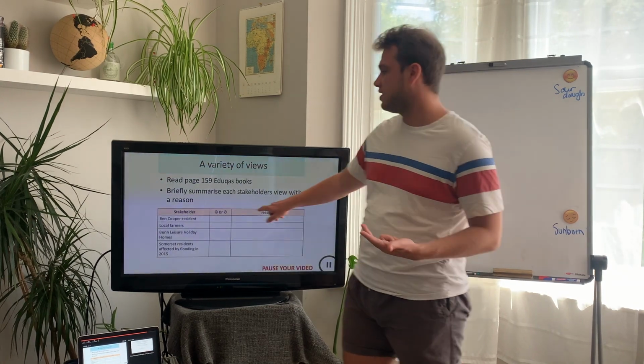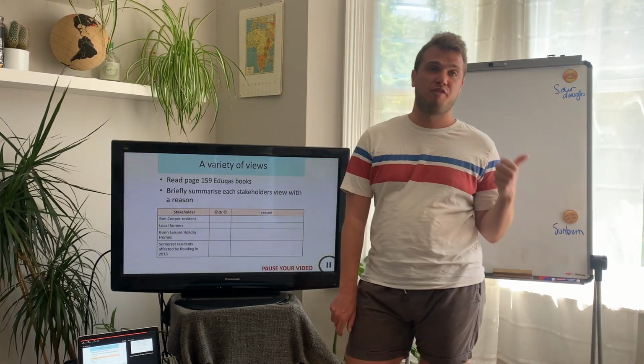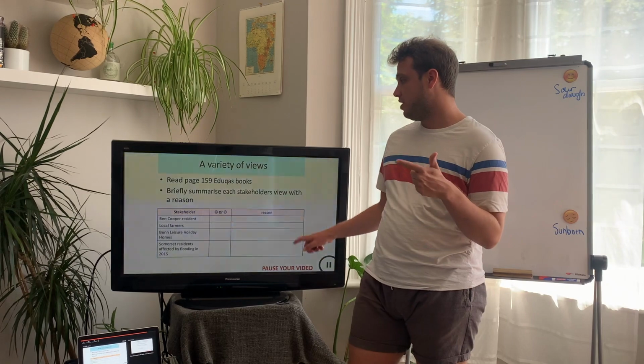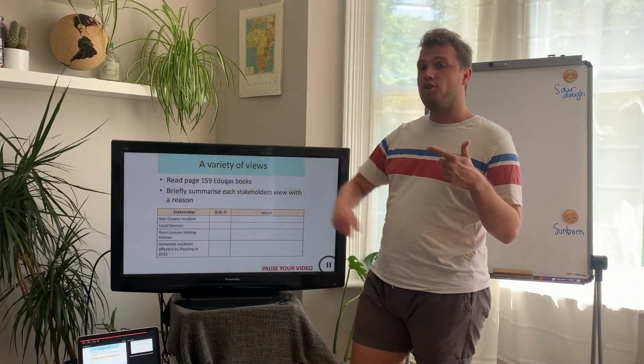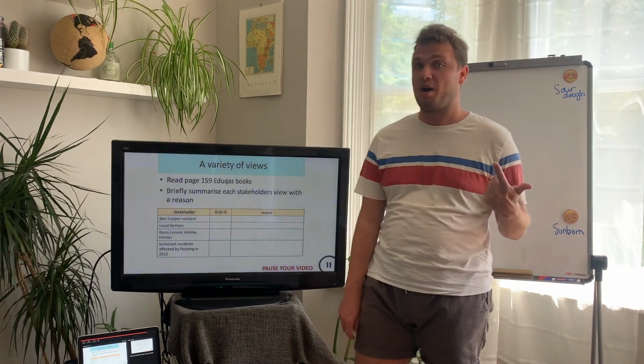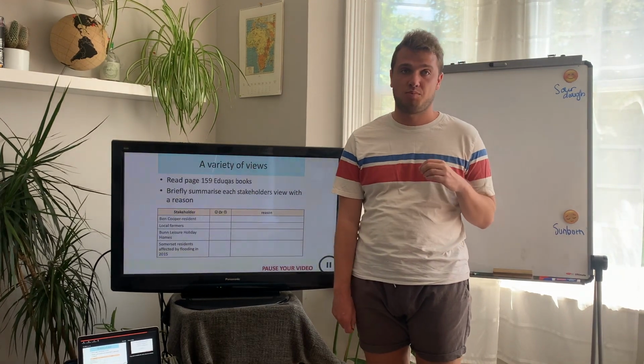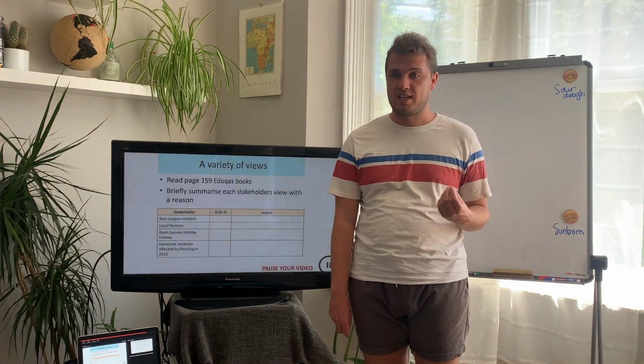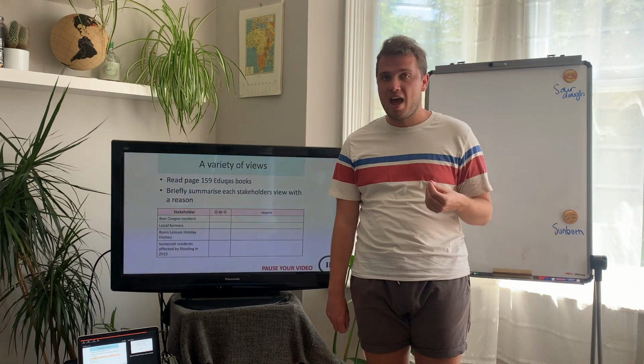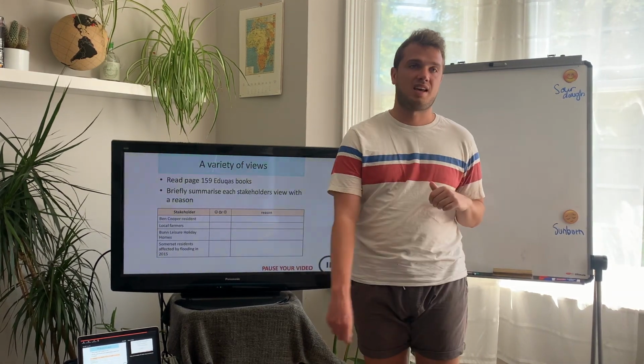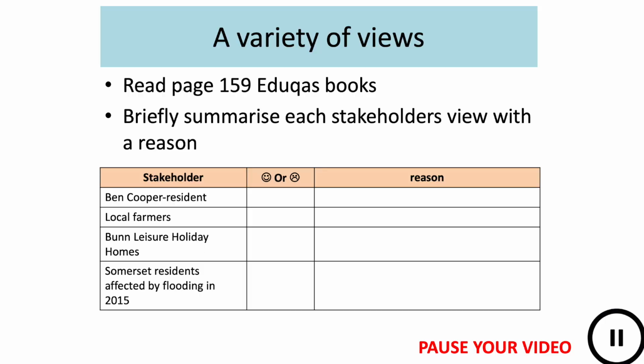And what I would like you to do is decide for each of these stakeholders whether they are for or against this managed realignment and why. Now you won't be able to do this without page 159 in the EduCast textbook. So please go to your electronic textbook and find this page and fill in this table for me.